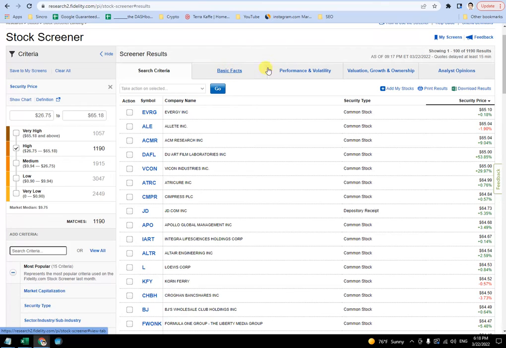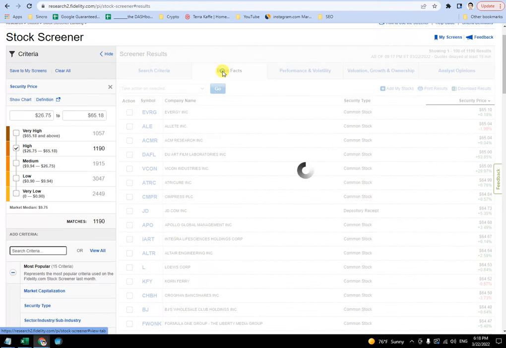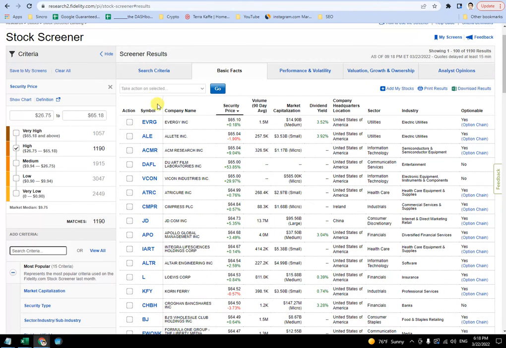You can actually click on these different tabs. Each of these are tabs: search criteria, basic facts, performance and volatility, valuation, growth and ownership, and then analyst opinion. When you click on each of these, it will give you details the same way, except the stock symbol will be the same, but they'll give you other details like the cost of the stock, market capitalization, which means how much the whole company is worth, and dividends, which I always like to know as far as how much they give you in dividends. It'll tell you the company location, etc.